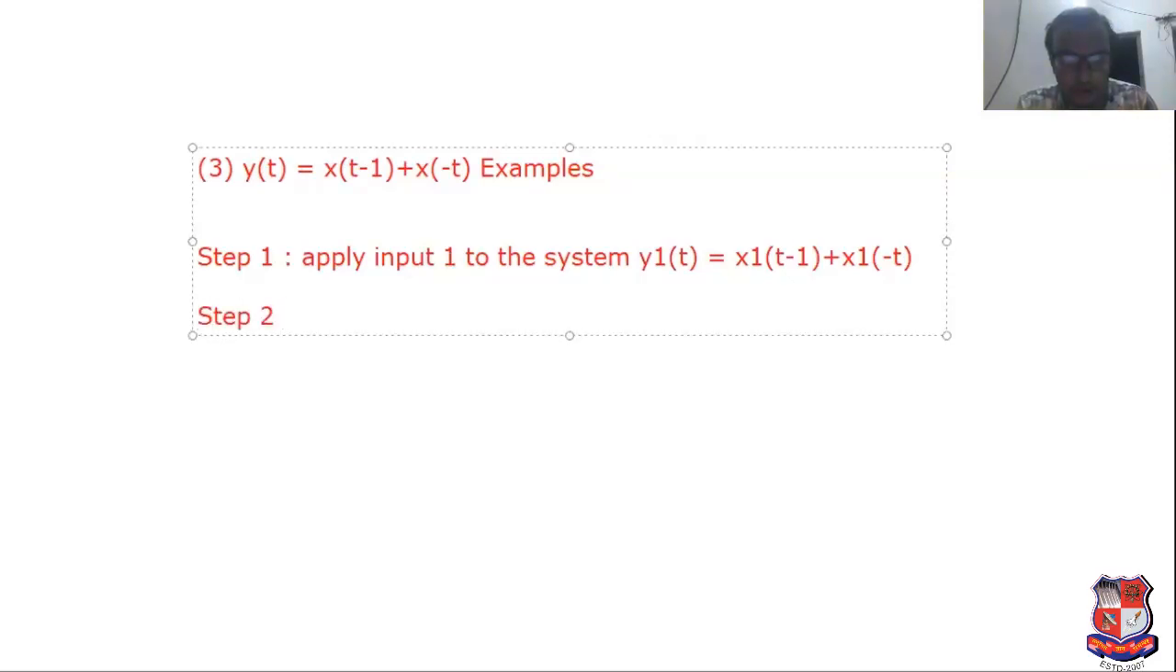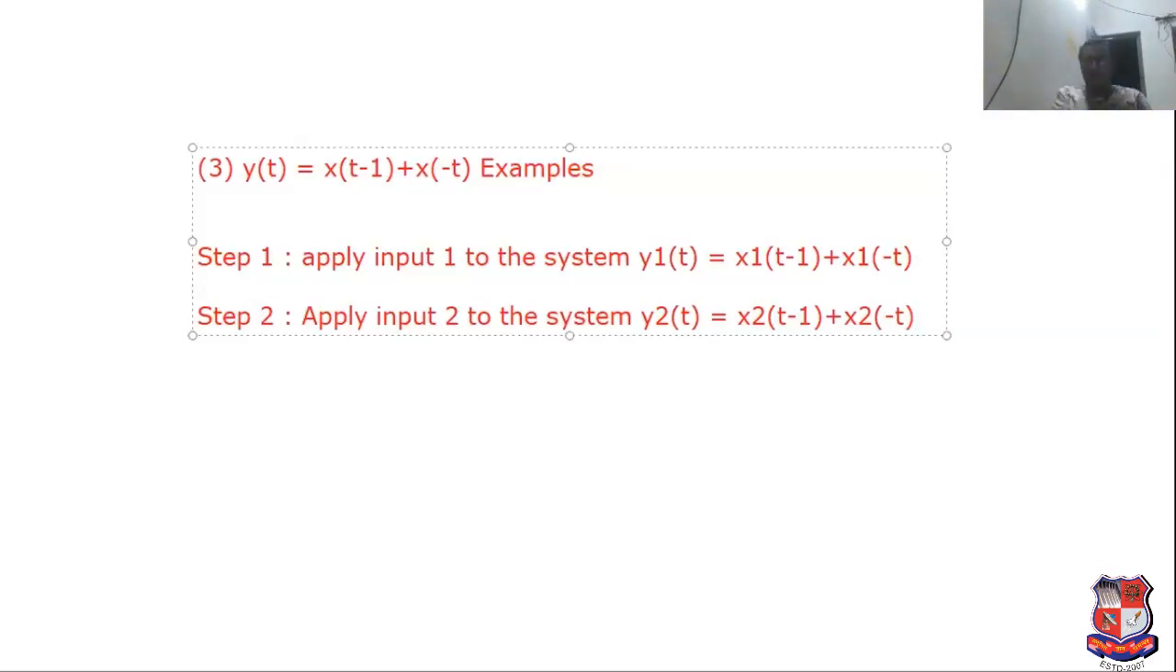Step 2. Apply input 2 to the system. y2 of t equal to x2 of t minus 1 plus x2 of minus t. So this is the second input that can be applied to the system.